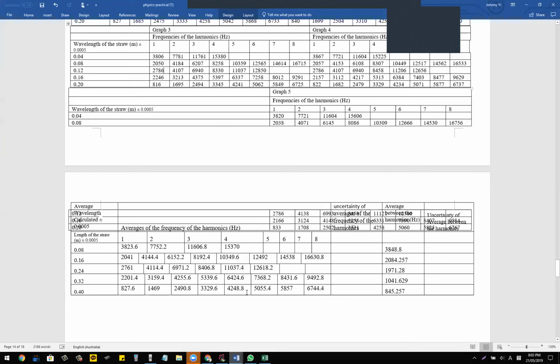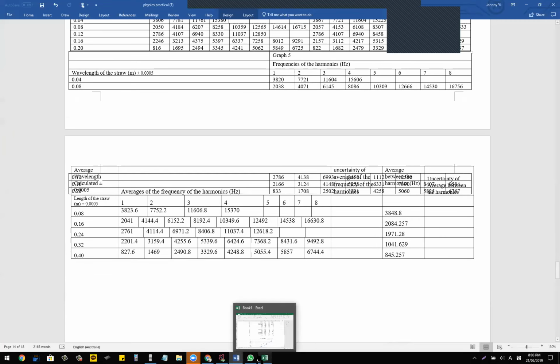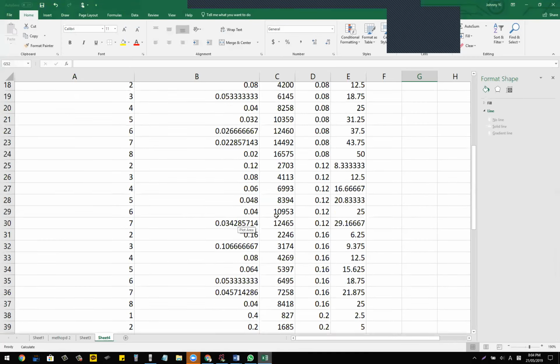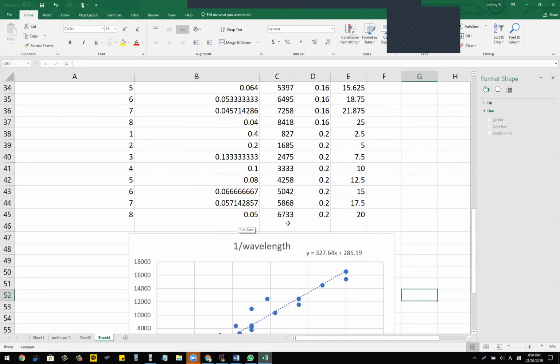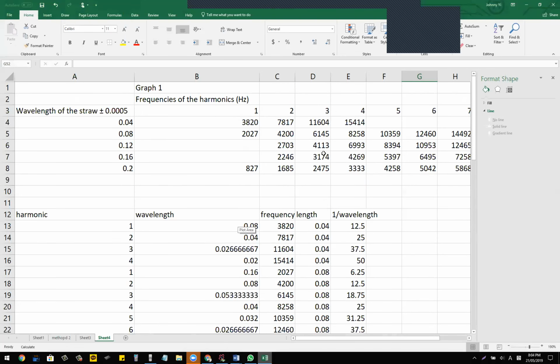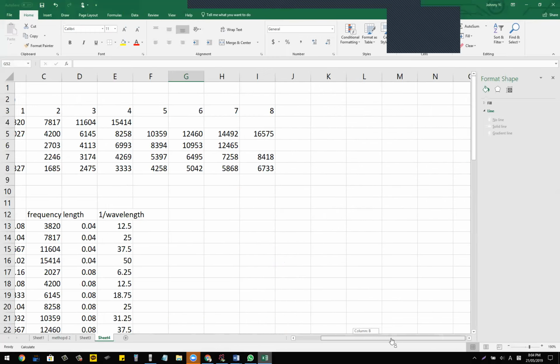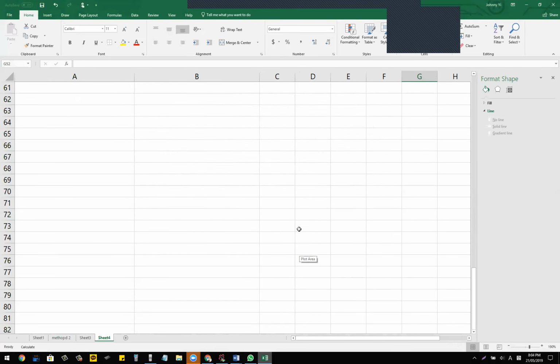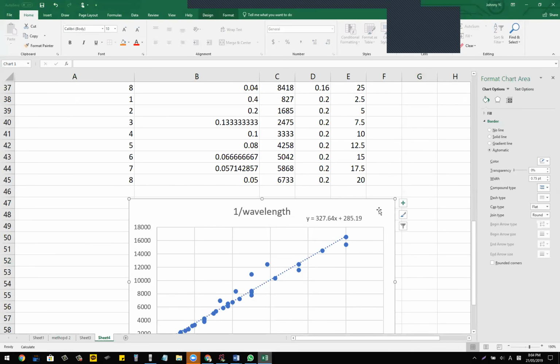So once you get the average of it all and they're all in the correct position, then you can just replace this one with the average. Then you get this graph and you get the speed of sound. So that's pretty much it. Okay. I think I can do it from there.